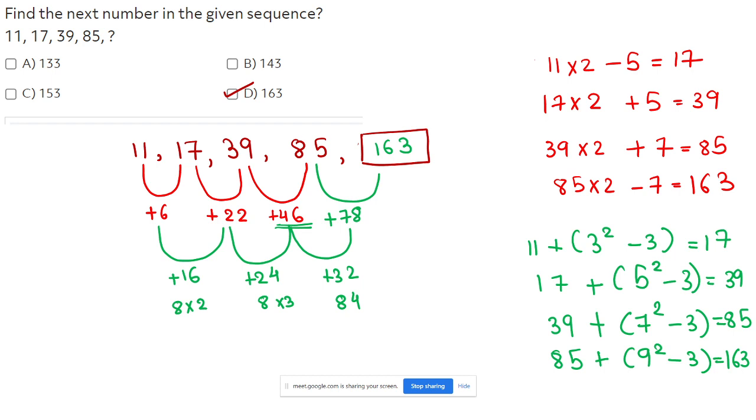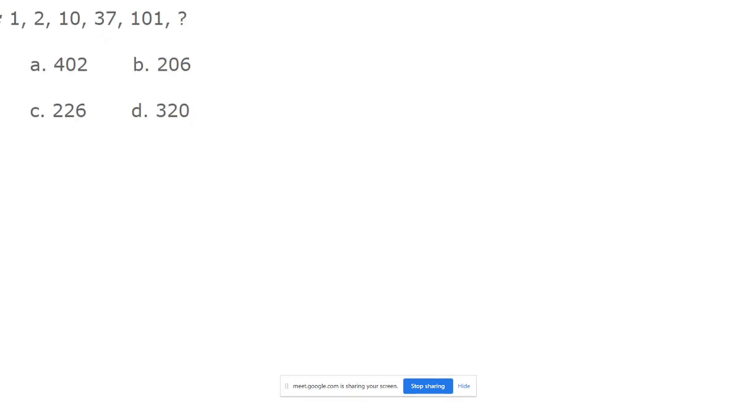That's very good. Okay, let's see another question of a similar type, but I think this is a bit easy for you all. Just try to see the pattern among these numbers.